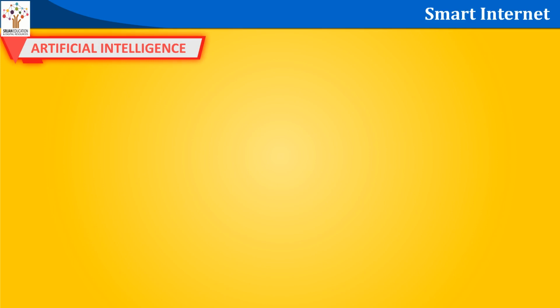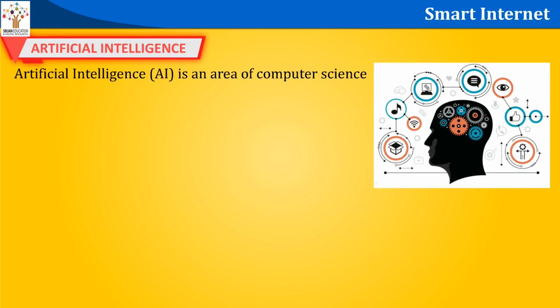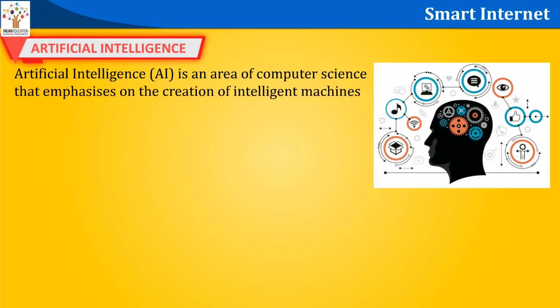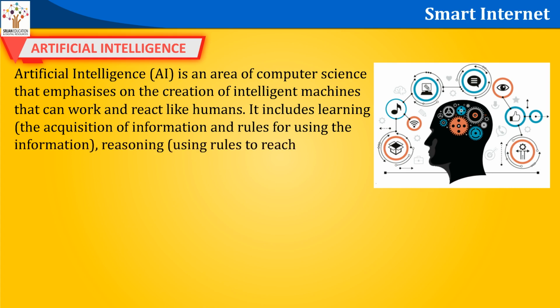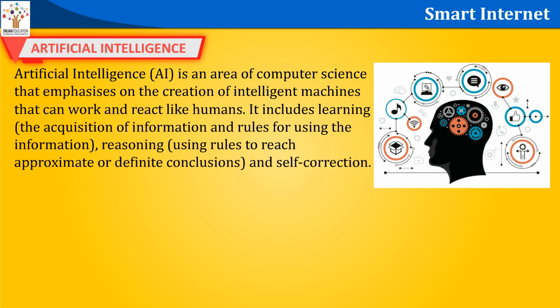Artificial intelligence. Artificial intelligence, AI, is an area of computer science that emphasizes the creation of intelligent machines that can work and react like humans. It includes learning, the acquisition of information and rules for using the information, reasoning, using rules to reach approximate or definite conclusions, and self-correction. AI can be categorized as either weak or strong.